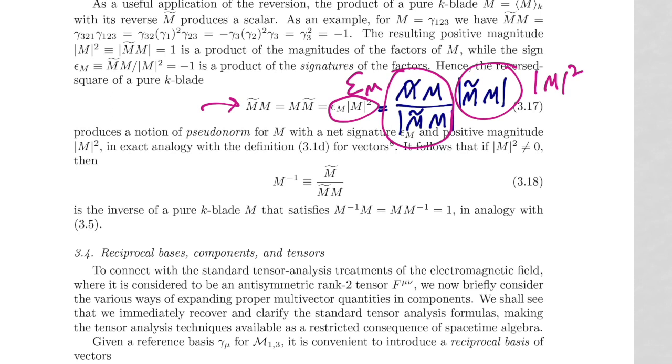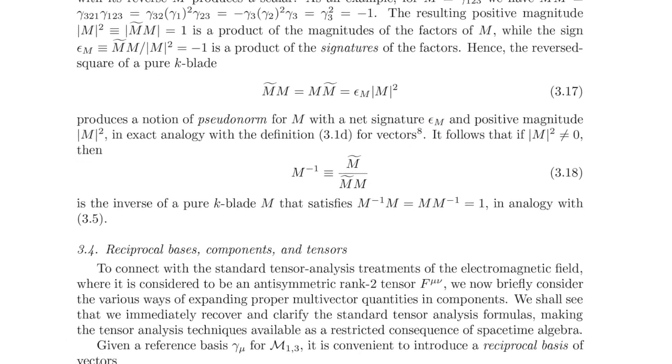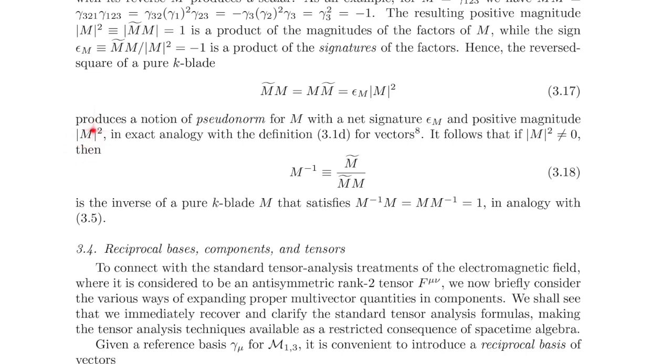But this produces the notion of a pseudonorm for M. So the idea now is a norm should always be positive. A pseudonorm can clearly be negative, right? And the net sign is buried in this epsilon term. And the norm itself is always positive, in exact analogy with the definition for vectors. Fair enough. It follows that if the magnitude of M squared is not equal to zero, then you can create the inverse of a multivector, right?